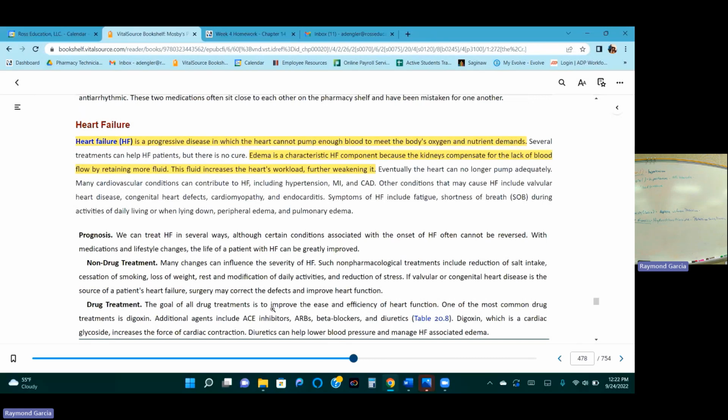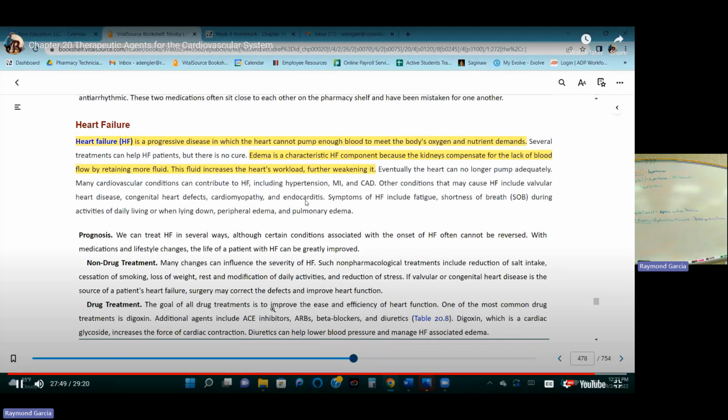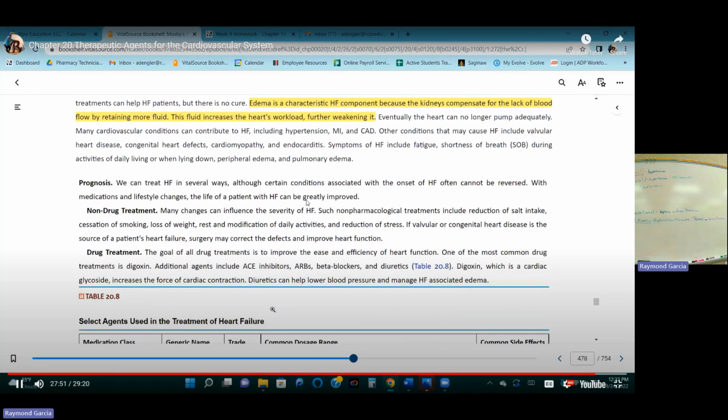Heart failure is a progressive disease in which the heart cannot pump enough blood to meet the body's oxygen and nutrient demands. Edema is a characteristic heart failure component because the kidneys compensate for the lack of blood flow by retaining more fluid. This fluid increases the heart's workload, further weakening it.